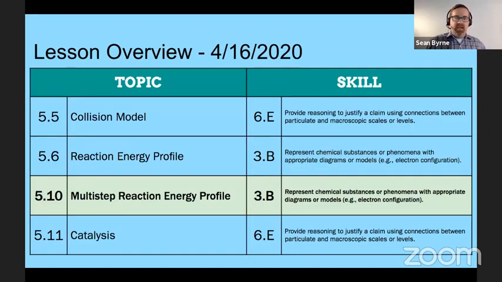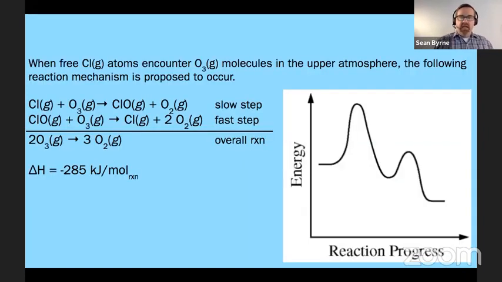If we're going to move on to a multi-step reaction energy profile, it is very similar to what we saw for a single step, okay? We're going to read this from left to right in a similar way that we would read our steps from top to bottom. We're also going to notice that our slow step is going to have a peak that is much higher, because of the high amount of activation energy that we're going to have to put in to get our reactants over this hump, metaphorically, that's going to make this a slow step.